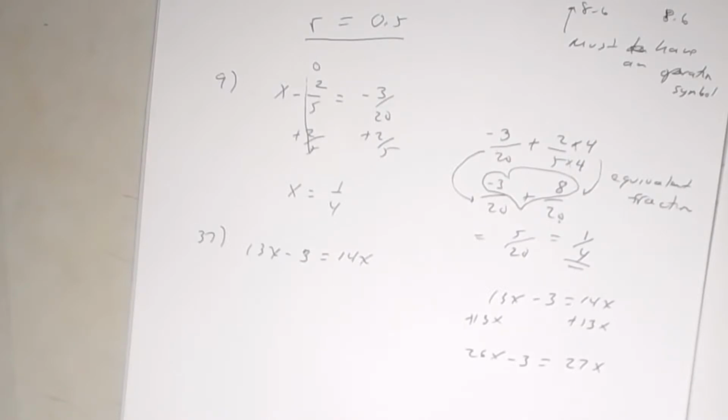Yeah, you can still get the answer. It will still give you the answer. What would you do though? Subtract 26x. Yeah, so what she's saying though, and you need to make sure you show that step.